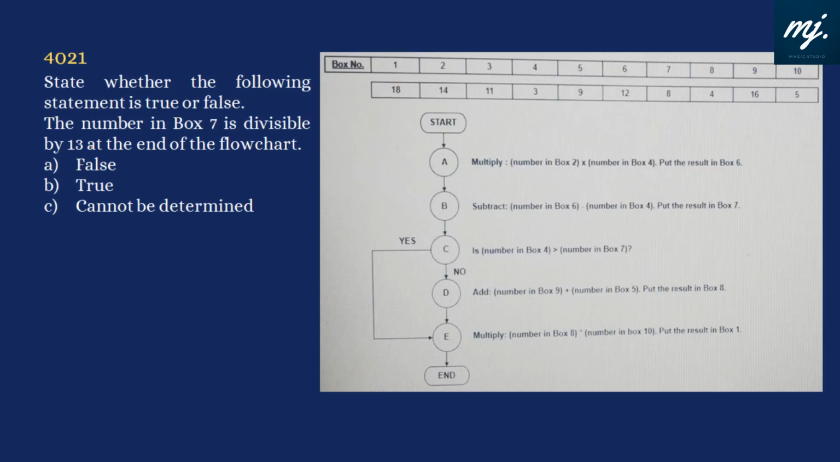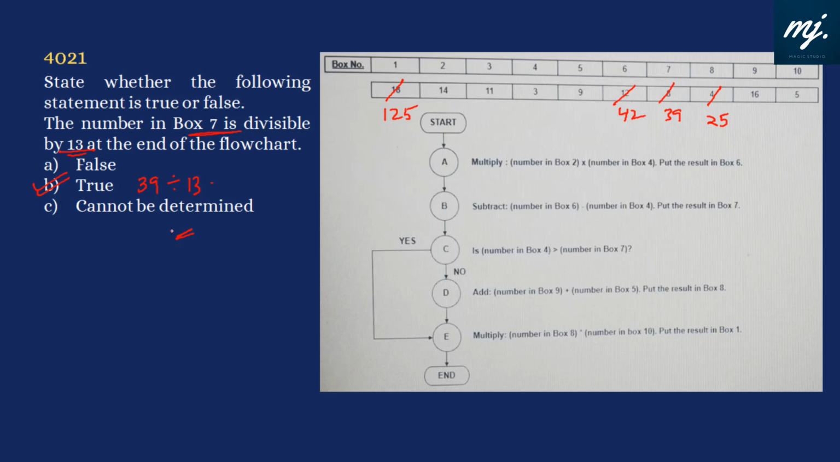Let's take up the next question. We know that 1 has become 125, box number 6 is 42 now, 7 is 39, and 8 has become 25. So let's read the question. State whether the following statement is true or false. The number in box 7, that is 39, is divisible by 13? Yes, 39 is divisible by 13. Mark on true.